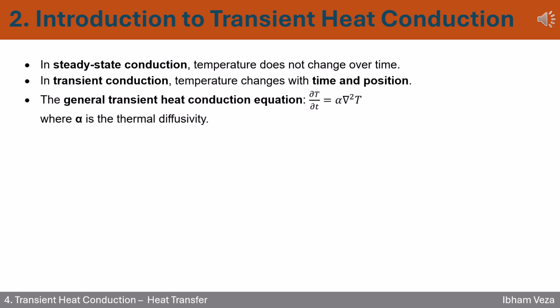We use the general transient heat conduction equation to describe this behavior. Partial T over partial t is equal to alpha times the Laplacian of T. Here, alpha is the thermal diffusivity, telling us how quickly heat spreads through a material. Focus on this simple contrast. Steady state is fixed, transient is evolving, and it will guide your understanding of real-world heat transfer problems.